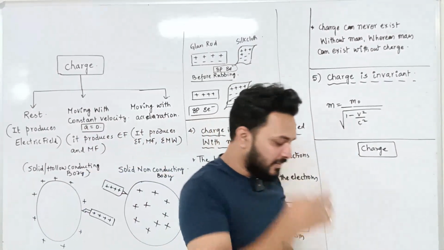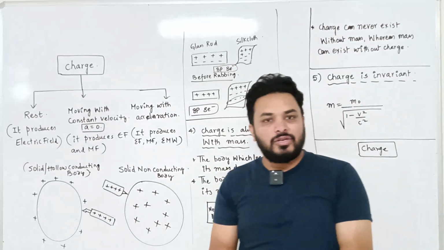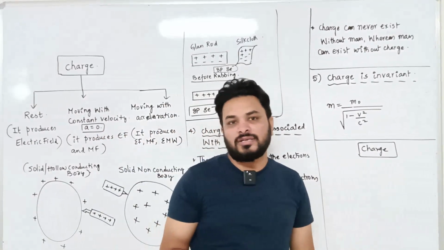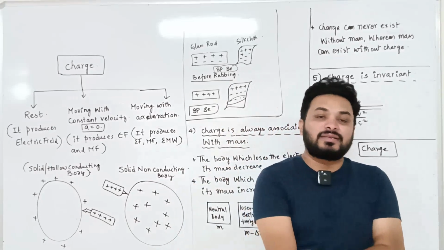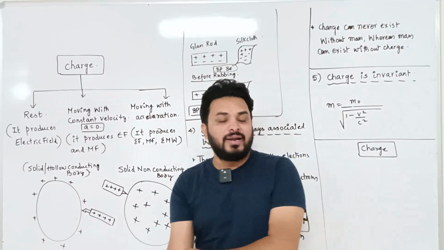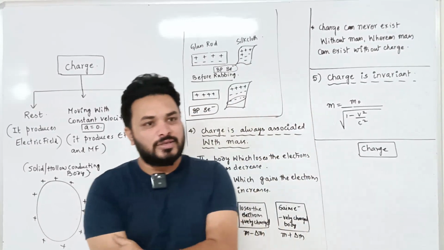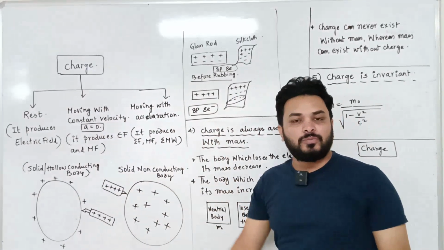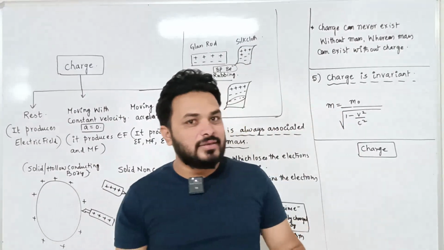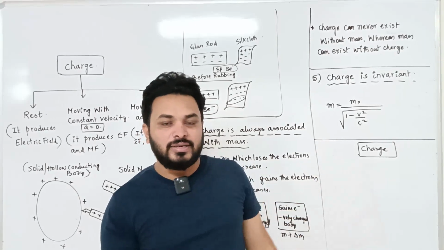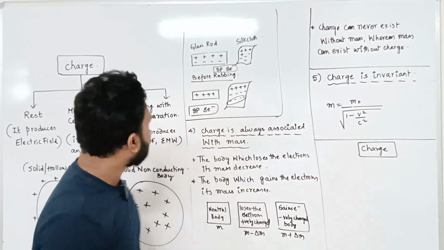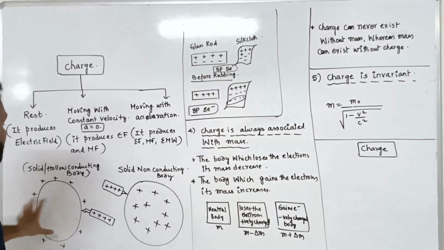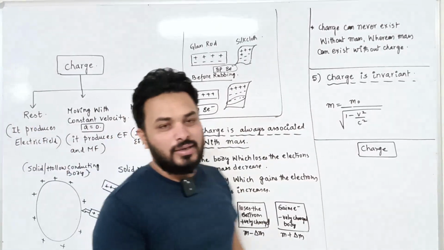Got it? So in today's class we have seen the SI unit and the CGS unit of charge, the smallest unit of charge, the biggest unit of charge, what a gold leaf electroscope is, and how exactly we find the presence and nature of a charge on an object. After that we saw the most important properties: additivity of charge, quantization, and some examples. After that, conservation of charge, that charge is always associated with mass, and that charge is invariant. Next, how a charge produces fields when it is at rest, moving with constant velocity, or moving with acceleration. Then the last concept, solid conducting body and solid non-conducting body.